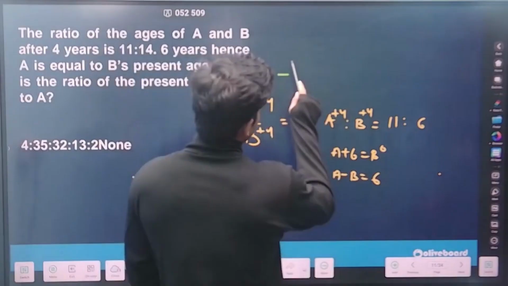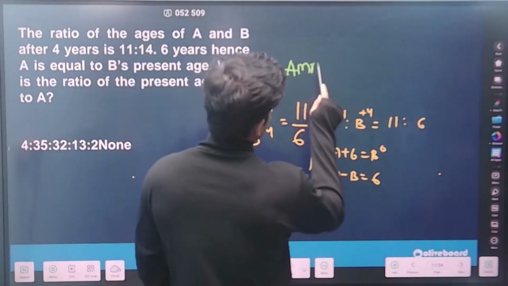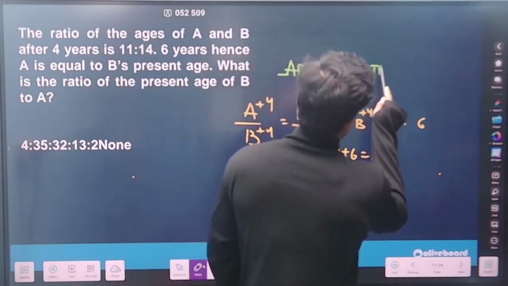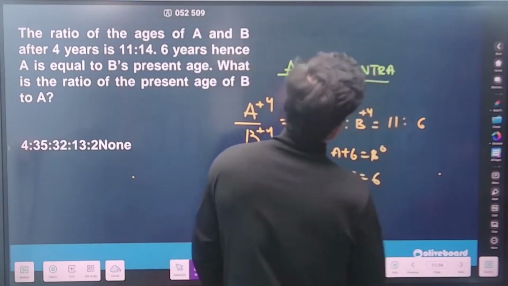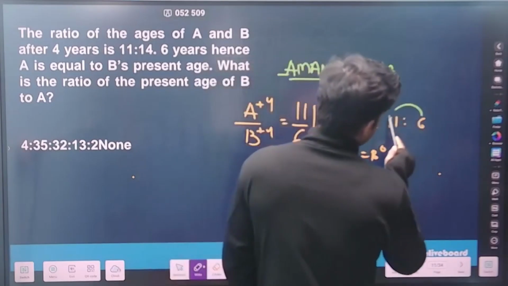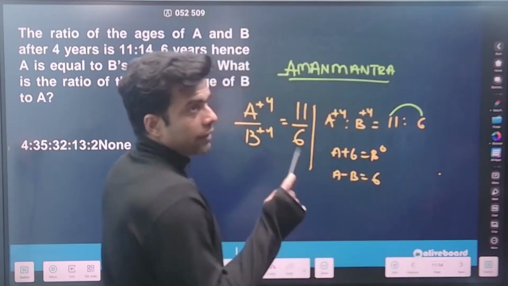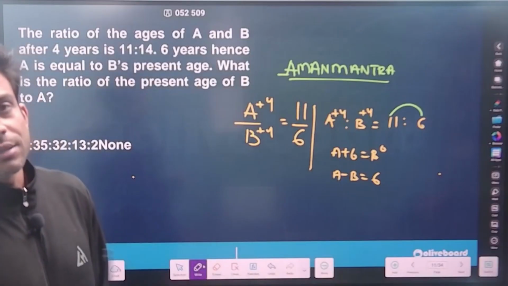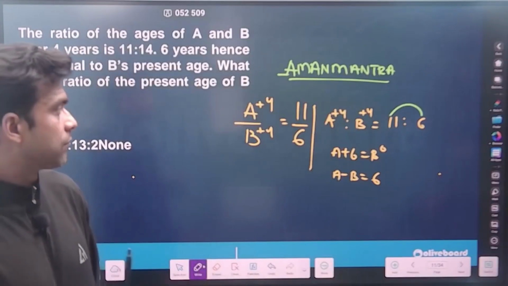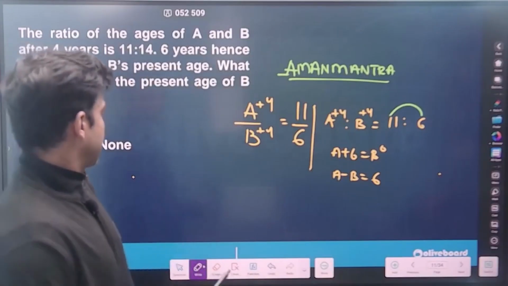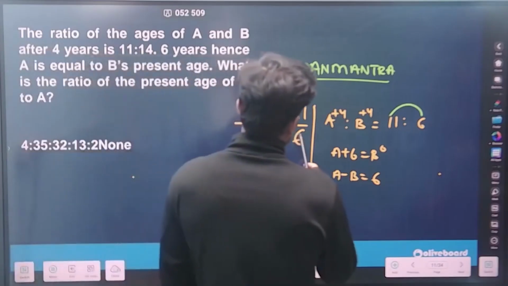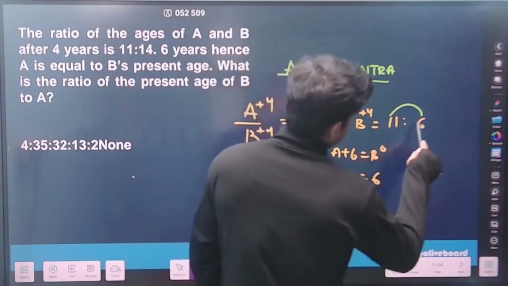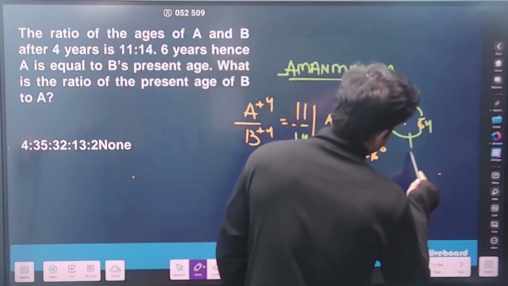Write down the Aman mantra. This is basically Aman mantra. What is Aman mantra? The Aman mantra is that the difference here is of 3, no? 11 minus 6, what is the difference? Sorry, 11 is to 14 is there. My bad, write down 14. So can I say the gap is of 3?